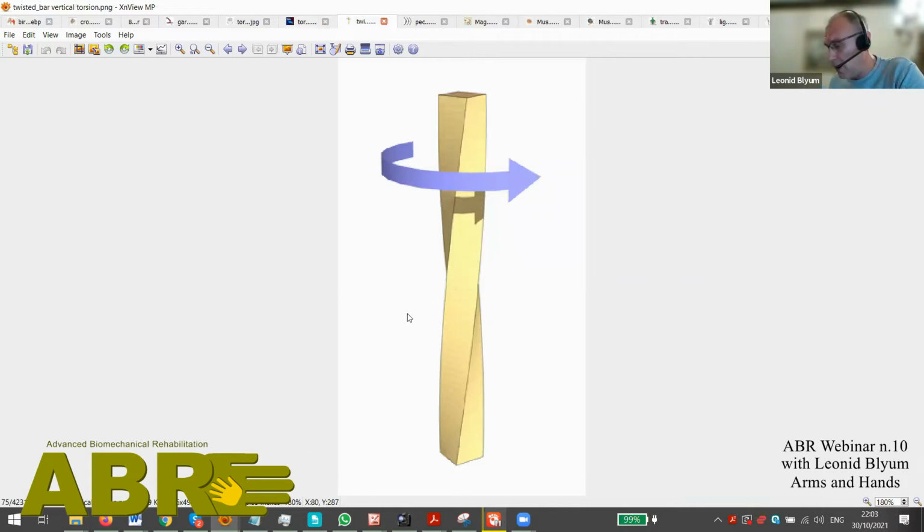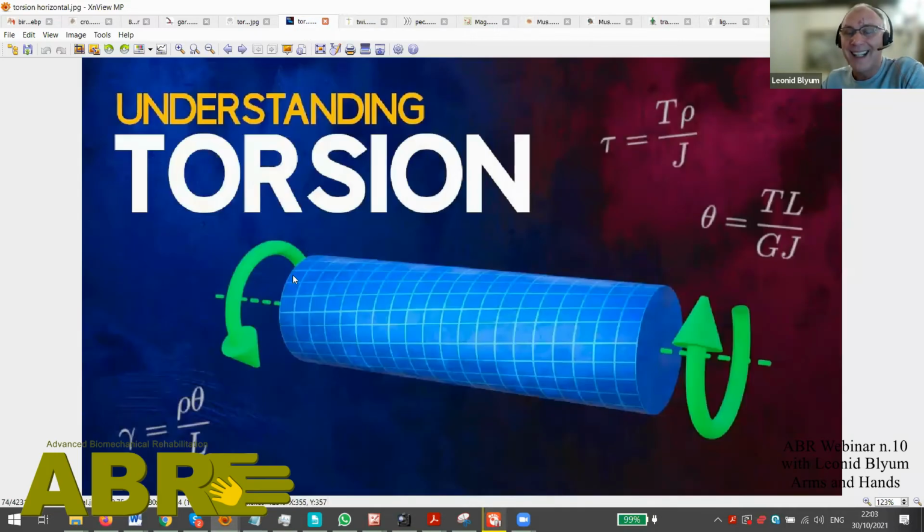Torsion is the most important thing that we have to keep in mind, because out of all the conversions of external forces into internal forces, torsion is the one that creates the greatest concentrations of loads. That's the key point. The only thing that the body cares about is that there would be no local concentrations of loads, because they are completely destructive.